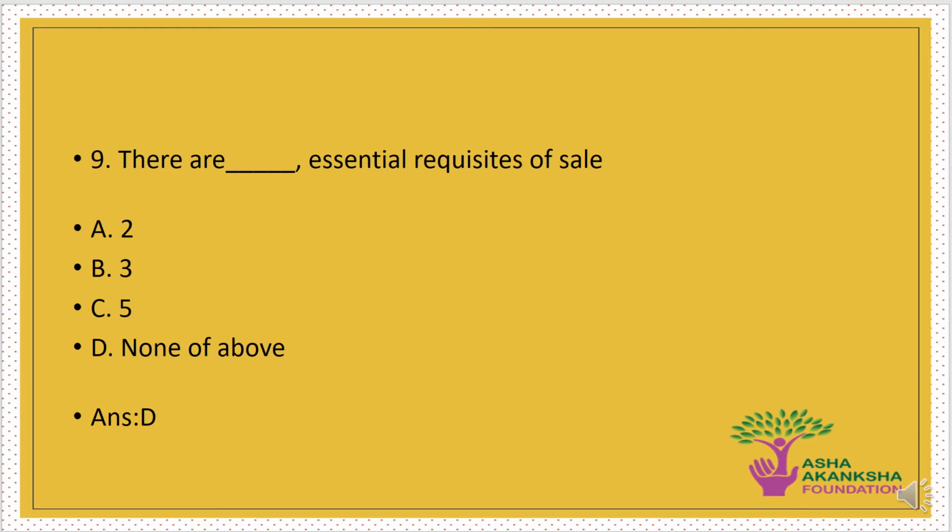The next question is: there are dash essential requisites of sale. The options are A. Two essentials of sale, B. Three essential requisites of sale, C. Five essential requisites of sale, or D. None of the above. The correct answer to this question is none of the above, Option D. That means none of the above are the required essentials of sale.